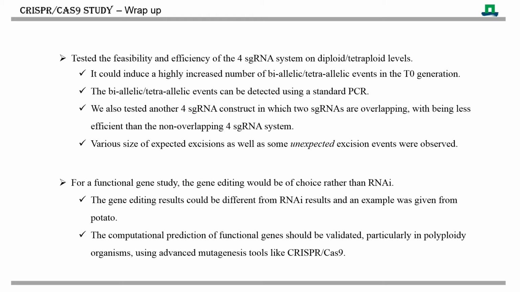The majority of the resulting transgenic plants display a mutant phenotype, so that if needed, molecular detection using standard PCR could be employed only at the young plant stage. We also tested another four sgRNA construct in which two sgRNAs were overlapping. We didn't get similar or better results compared to the non-overlapping 4 sgRNA system. Therefore, when 4 sgRNAs are selected, non-overlapping ones could be preferred.